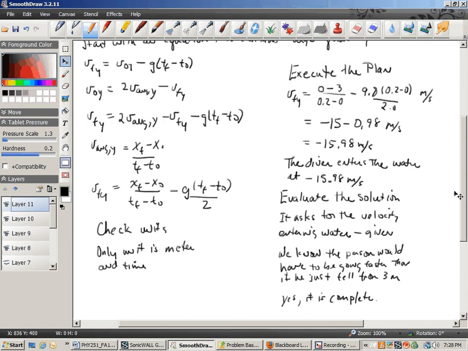And is it complete? Well, yes, it's complete because we have given exactly what has been asked for, the velocity of the diver as he enters the water.